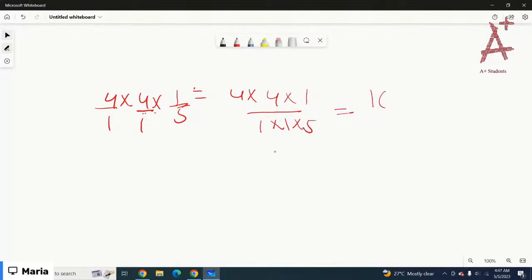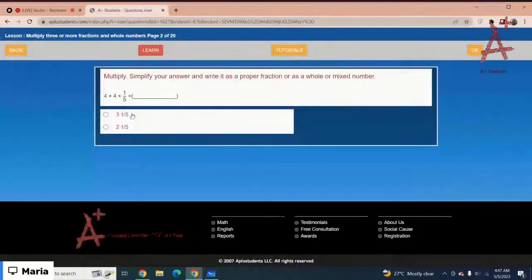It would be 4 times 4 is 16, and 16 divided by 5. You can divide 16 by 5. 5 times 3 makes 15. Here you are left with 1. So it would be 3 whole 1 over 5. So the correct option is 3 whole 1 over 5.